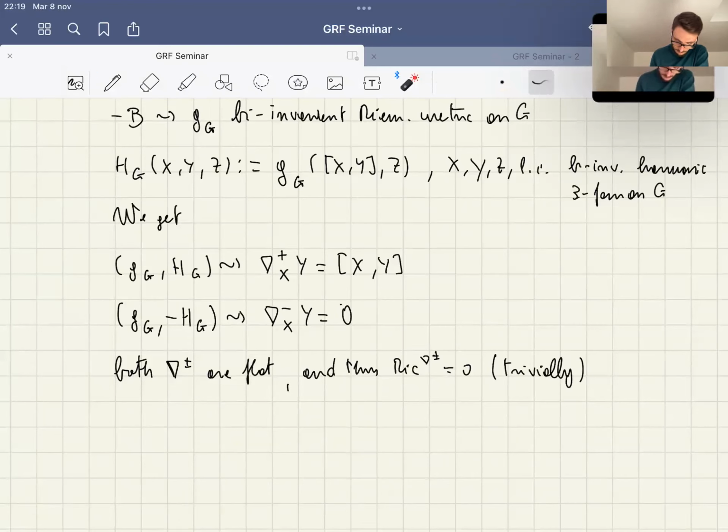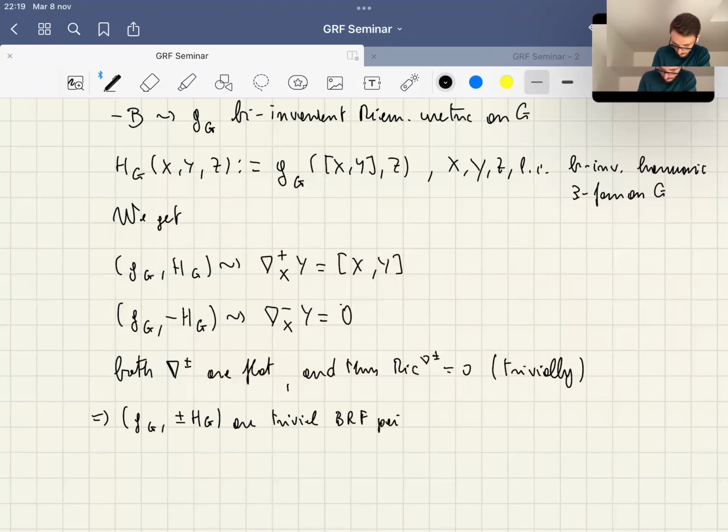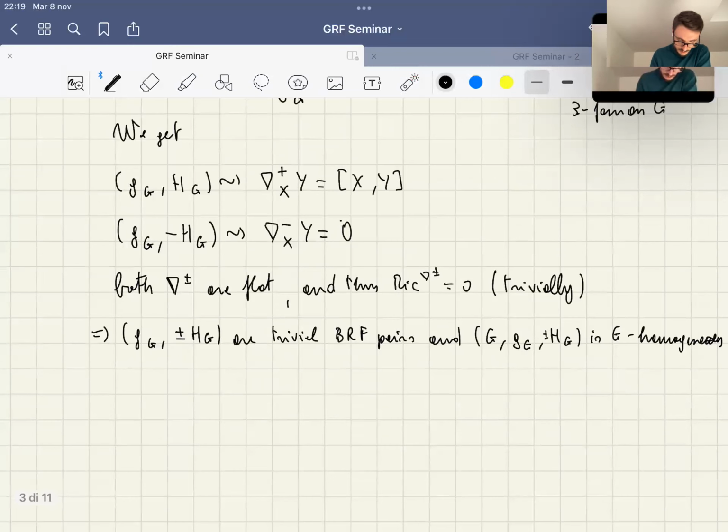So we have such an example that, in some sense, is a Bismut-Ricci flat pair, but it's trivial since it comes from a flat pair. But in any case, we have that this metric g and plus or minus H_g are, let's say, trivial Bismut-Ricci flat pairs, and the data given by the Lie group G, the bi-invariant metric g, and the three-form plus or minus H_g is an example of a homogeneous space with such a pair. So we have such an example, which is trivial in this sense, since it comes from something that is flat.